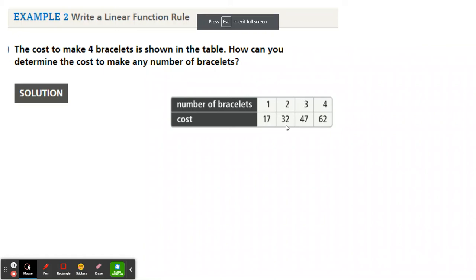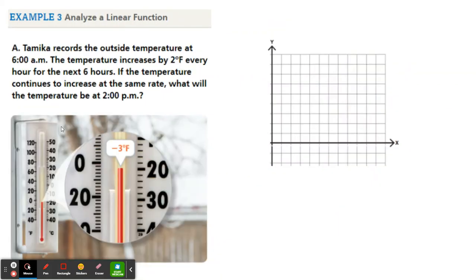Okay, here we go. Linear functions, video number 2. Let's take a look at our next problem here. So it says, analyze a linear function.